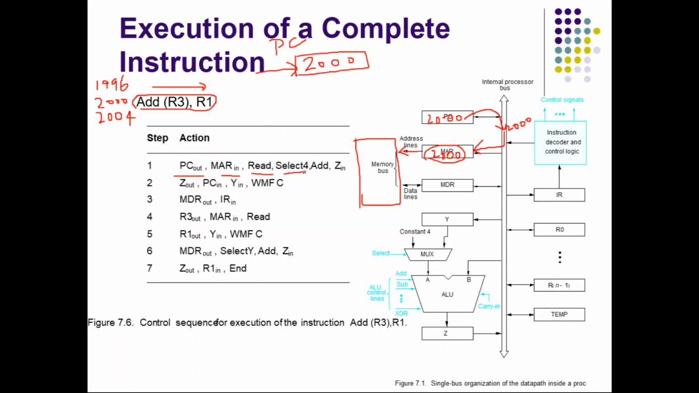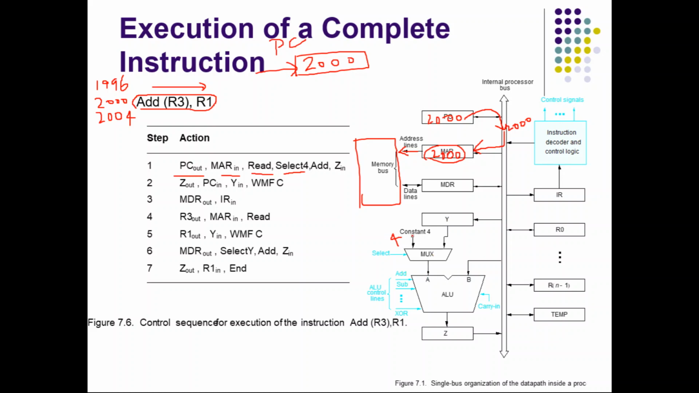Select 4. Select 4 means, in this multiplexer on top of the ALU, either you can select Y or 4. If you select Y, whatever is in Y will be transferred to the multiplexer. If you select 4, this constant 4 will be transferred to the multiplexer and in turn to A. Here also, if you select Y, Y will be transferred to the multiplexer and in turn to A.